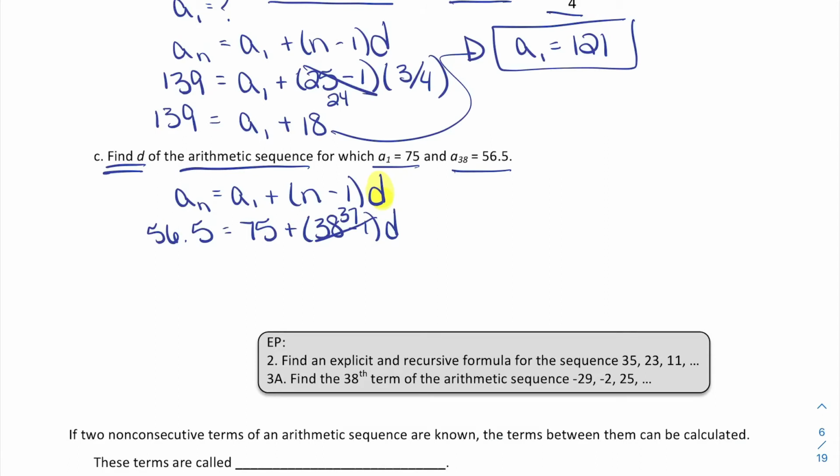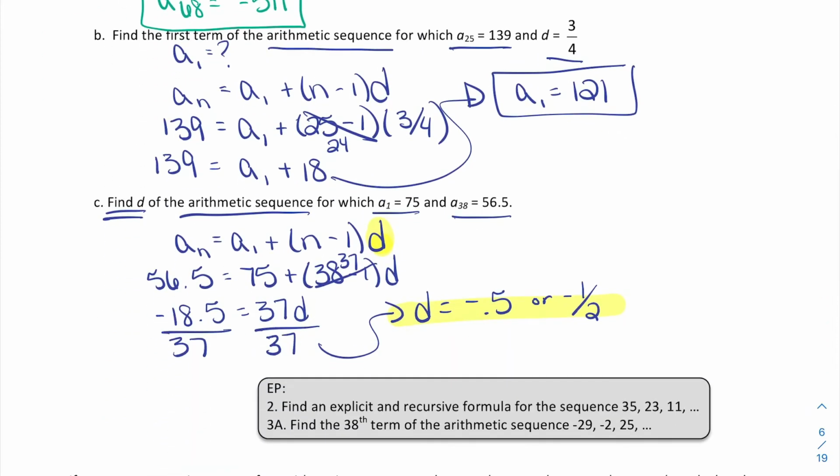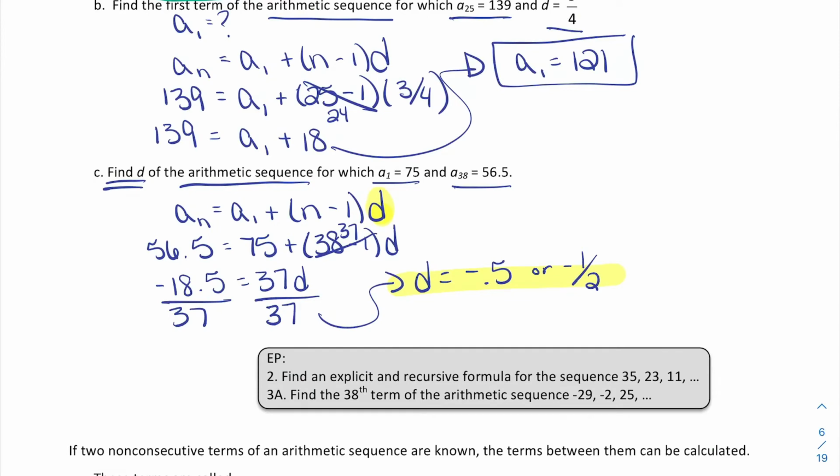I'm going to subtract 75, and I would get negative 18.5 equals 37D. And when I divide by 37, my common difference is actually pretty nice, negative 0.5 or negative 1/2. Okay? So in finding D, I know that it's going down by 1/2 every time. All right. So that is some examples in working with arithmetic sequences, finding some different pieces of information, either finding the last term that they're looking for, the first term, or the common difference.